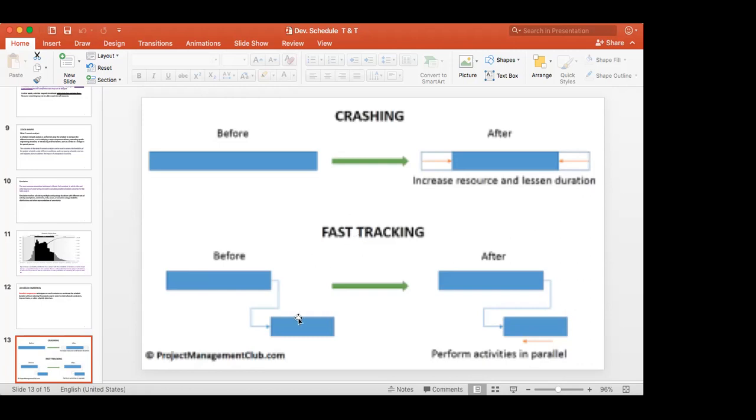What is fast tracking? Now here, this one before, and you can start like this. Now you see this is an excavation. Now they are doing the excavation. After you finish the excavation, you start concreting. Here it is FS, finish to start.